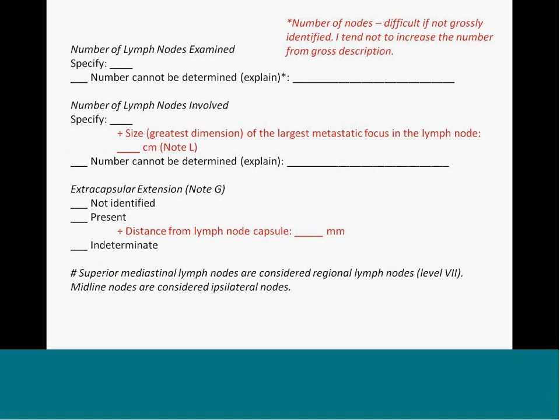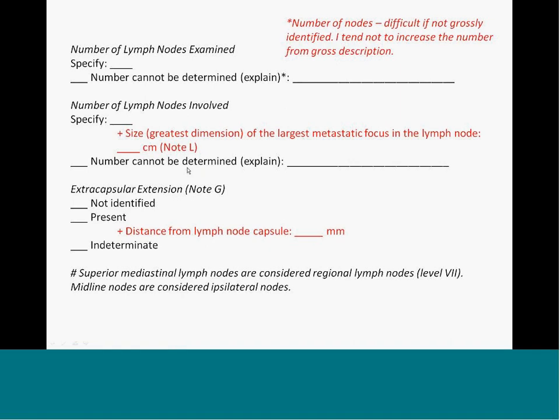So with respect to neck dissections, you have to give the number of lymph nodes examined. And if you can't give a number, you have to explain why you can't do it. The number of nodes, it's sort of difficult to know if they're not grossly identified. I tend not to increase the number of nodes from the gross description, but sometimes I will reduce it because things will be submitted as nodes which are not nodes, like little pieces of vessel or pieces of fat or fibrous tissue.